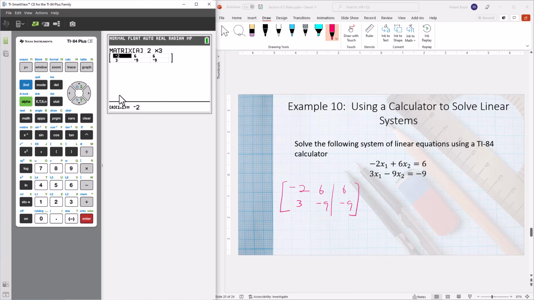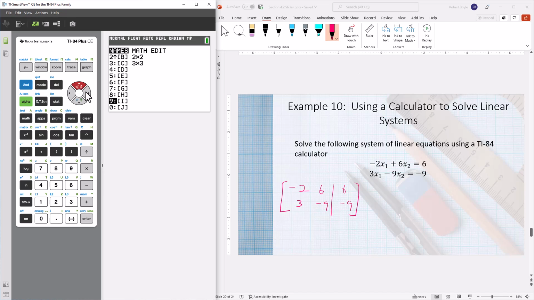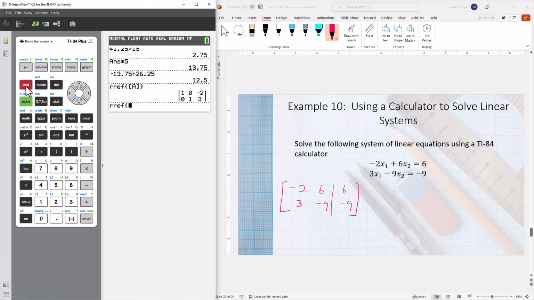Okay, so that looks correct. Now we can quit. You can go back in. We want to do reduced row. Oh, we want to go to math, and we want to go to reduced row echelon form. Enter. Go back in again. Second matrix. Highlight A. Close parenthesis.